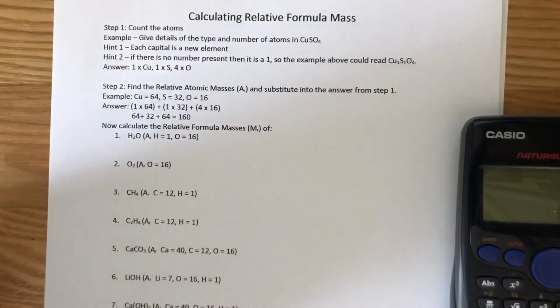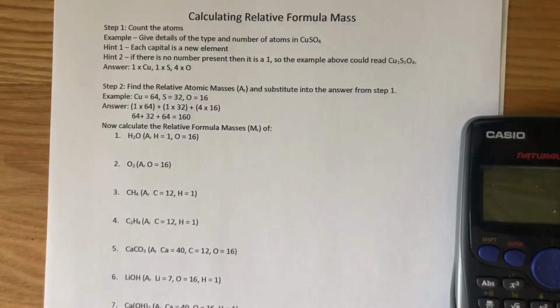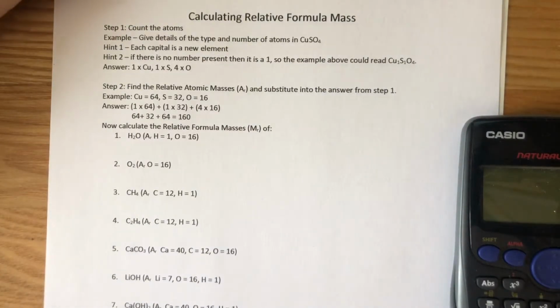In this video we're going to look at calculating relative formula mass. It's quite an important calculation for us to be able to do for a number of reasons. Mainly, I suppose, it's part of being able to calculate how much of a product is made or how much of a reactant is needed in a reaction. So a very important calculation in chemistry, and it relies upon us being able to accurately count the number of different types of atom in a compound.